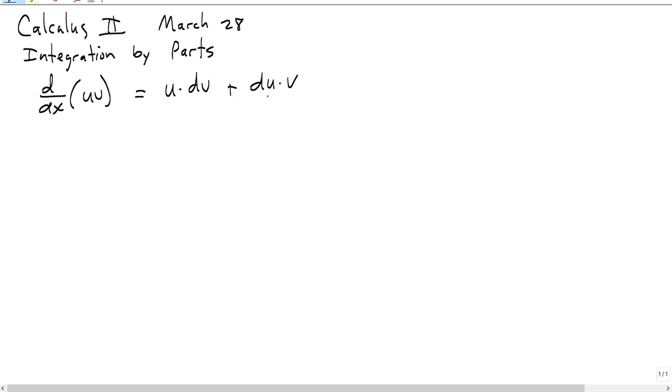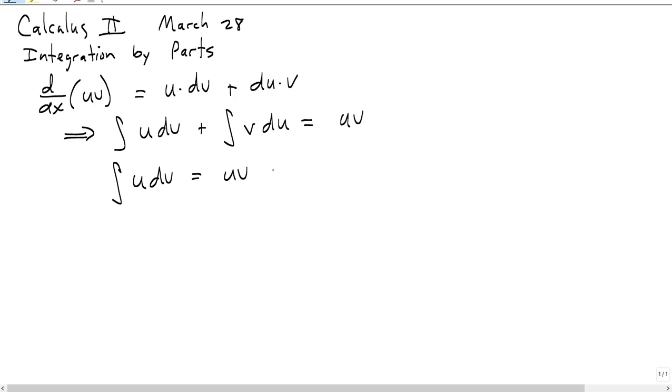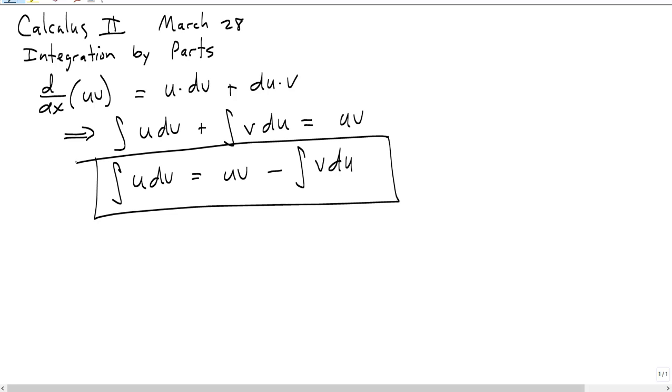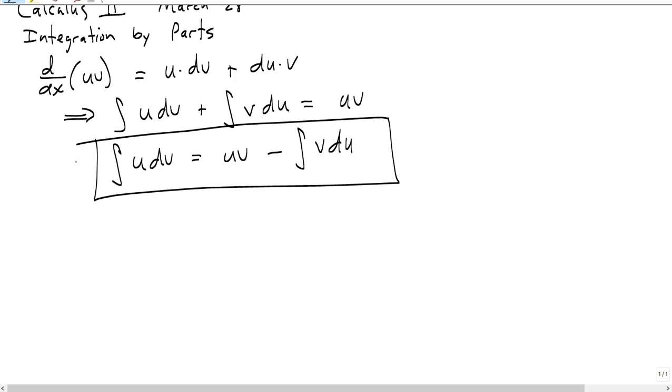That would tell us that the integral of u dv plus the integral of v du would be just uv, and we move it all to the other side. We say the integral of u dv is uv minus the integral of v du. That is the formula for integration by parts. I know people are going to want an example of this.